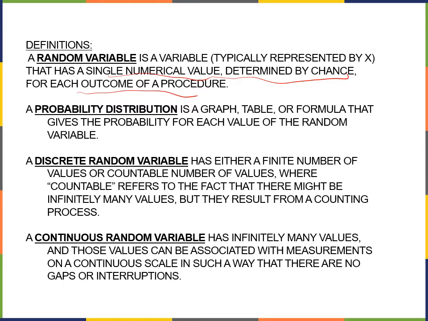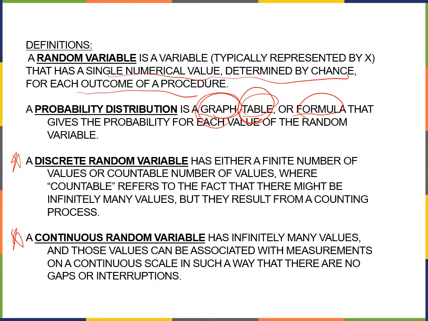A probability distribution is a graph, a table, or a formula that gives the probability for each value of the random variable. And so, the idea here is that if we have these outcomes of a procedure, and we want to calculate the probability of each one and represent that somehow, that's what a probability distribution will do. The two primary ways we'll look at it will be with a graph and a table, and which one we use really depends on which type of random variable we have.